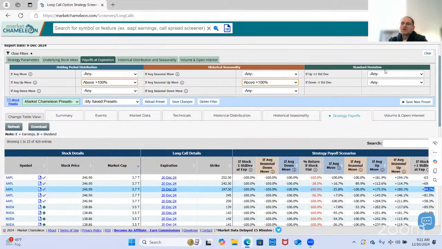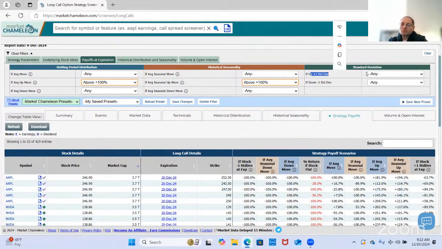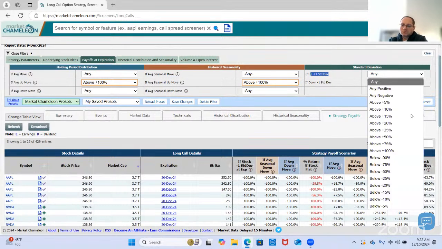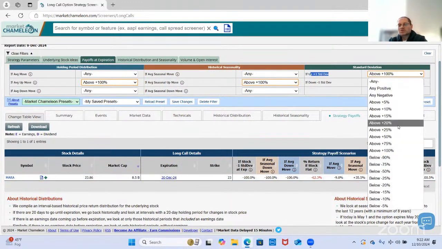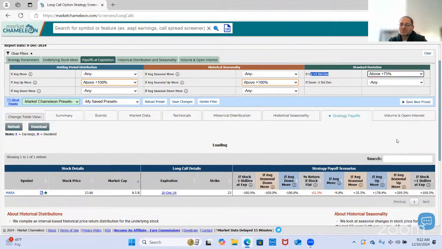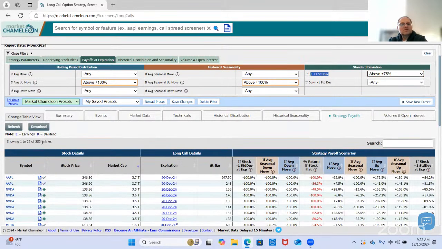Let's say if it's up one standard deviation, maybe we want to double there. Okay, so not as many. There we go. So maybe that was too ambitious. Let's do a 75%. Okay, 253.